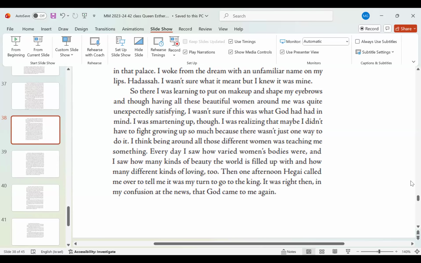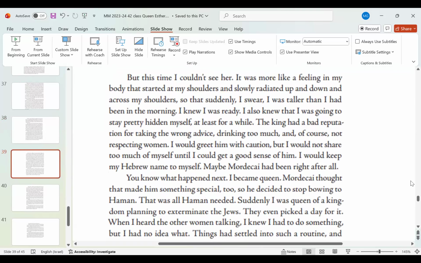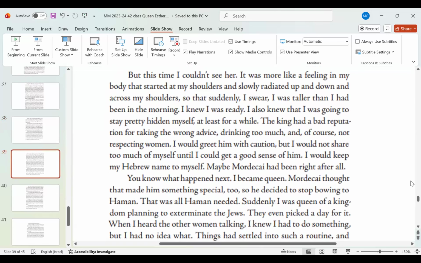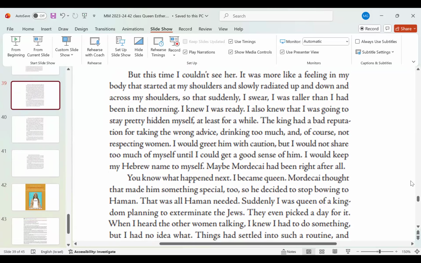It was right then, in my confusion at the news, that God came to me again. But this time I couldn't see her. It was more like a feeling in my body that started at my shoulders and slowly radiated up and down and across my shoulders, so that suddenly, I swear, I was taller than I had been in the morning. I knew I was ready.